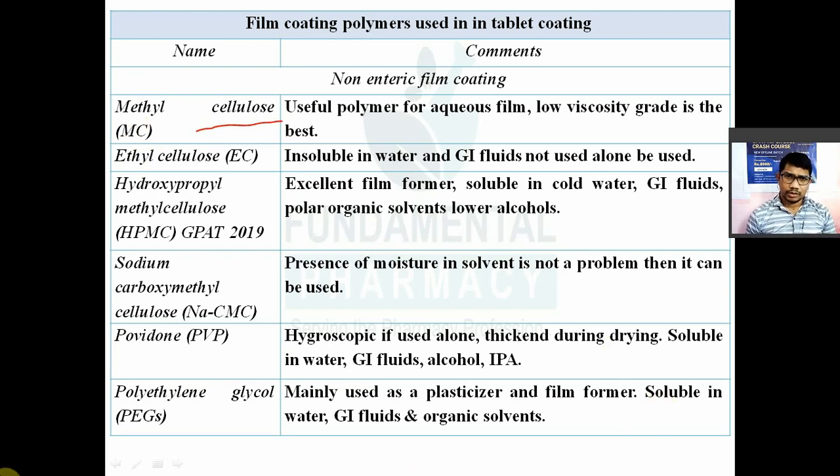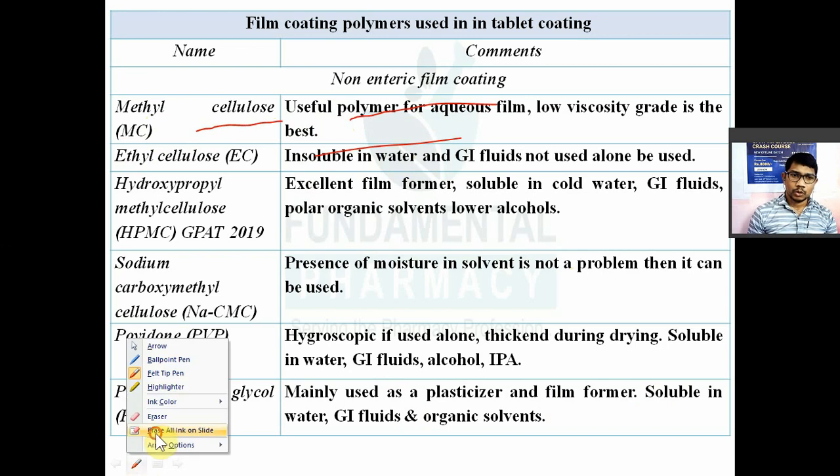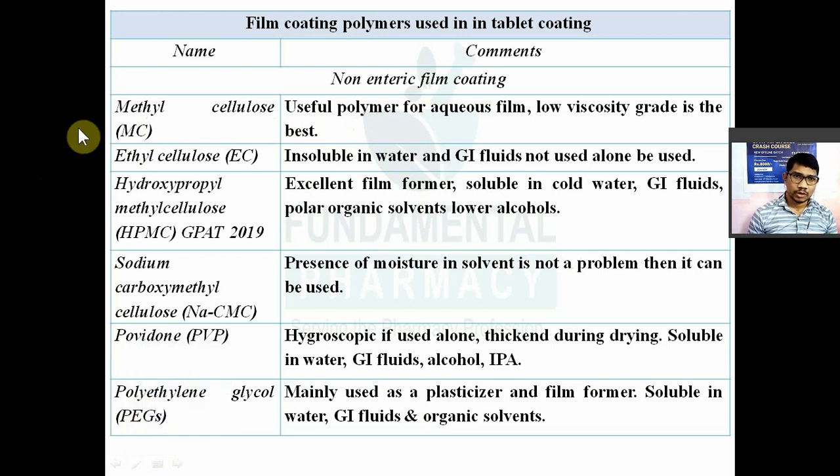पॉलीथिलीन ग्लाइकोल. नेक्स्ट होता है पॉलीथिलीन ग्लाइकोल, मेनली यूज्ड एज अ प्लास्टिसाइजर. इसके ऊपर भी क्वेश्चन आ चुका है. प्लास्टिसाइजर यूज्ड इन द फिल्म कोटिंग ऑफ टैबलेट, दैट इज अ पॉलीथिलीन ग्लाइकोल एंड इट इज आल्सो फिल्म फॉर्मर, सोल्यूबल इन द जीआईटी फ्लूइड, वाटर एंड ऑर्गेनिक सॉल्वेंट्स. ठीक है, तो ये हो गया फिल्म कोटिंग पॉलीमर. इंपॉर्टेंट. डिटेल प्रोसेस आपको पढ़ना है तो बुक में से पढ़ो.